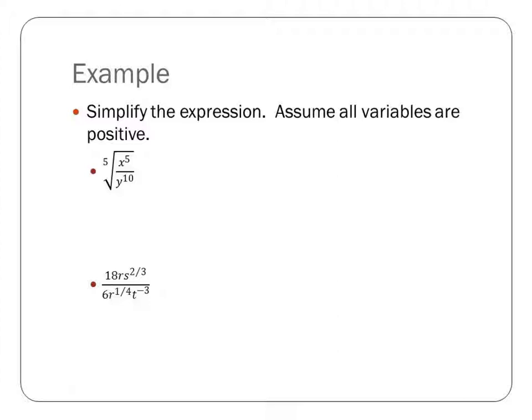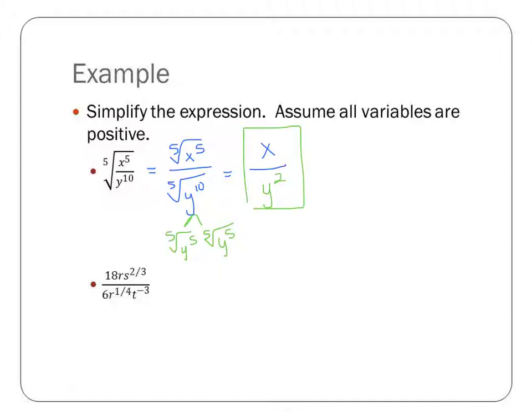Okay, so simplifying, assuming all variables are positive, I would use your quotient property to split it apart. So you'd have the 5th root of x to the 5th on top and the 5th root of y to the 10th on the bottom. On top, the 5th root and the 5th power cancel, leaving you with just an x. And then on the bottom, that separates into the 5th root of y to the 5th and the 5th root of y to the 5th. So there's 2 of those. They both become y, so you get y squared. So x over y squared.